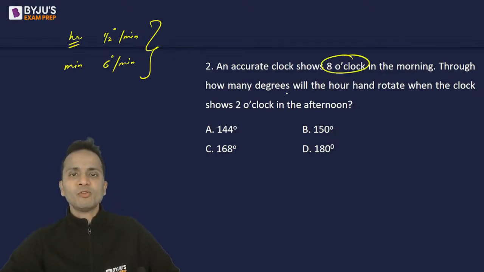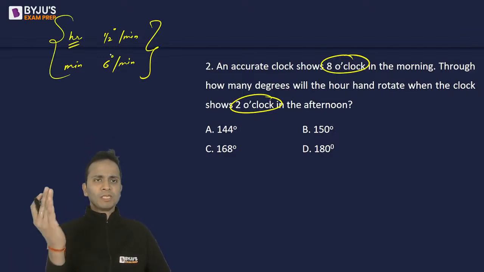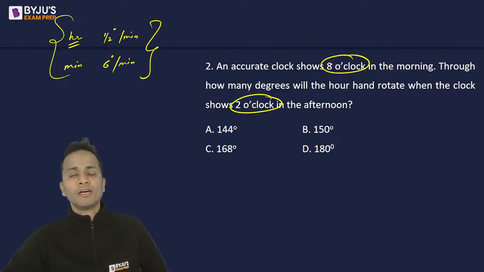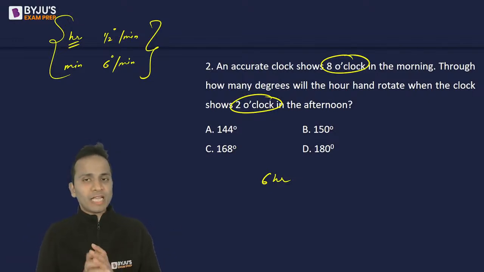Now from 8 o'clock till 2 o'clock. I've given you a general way. You must remember the speed of the hour hand and minute hand, and things can be resolved. From 8 o'clock till 2 o'clock, it's 6 hours. Logically, in 6 hours the hour hand will be opposite to its original position. So the correct answer should be 180, without any dispute.